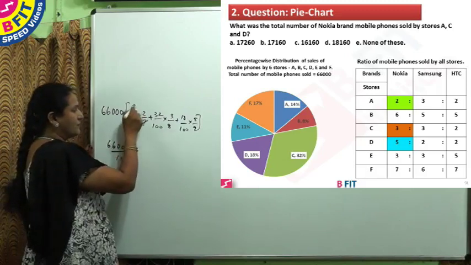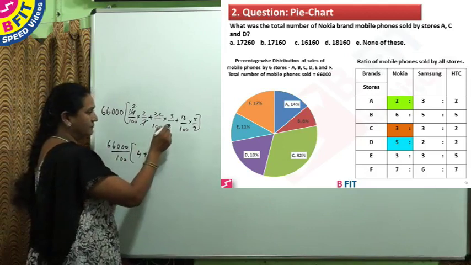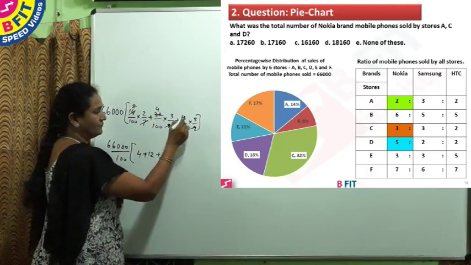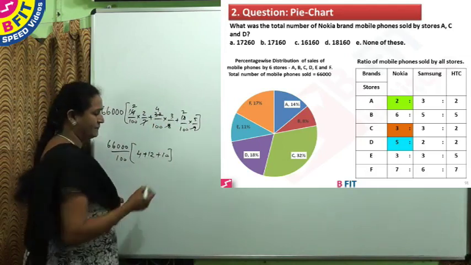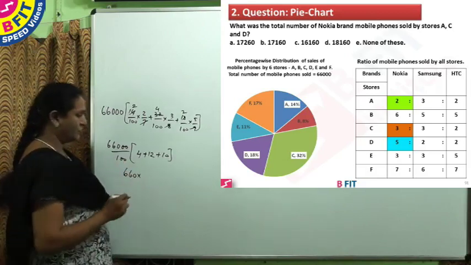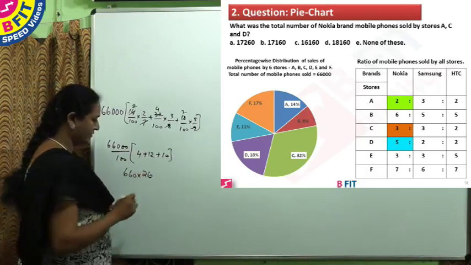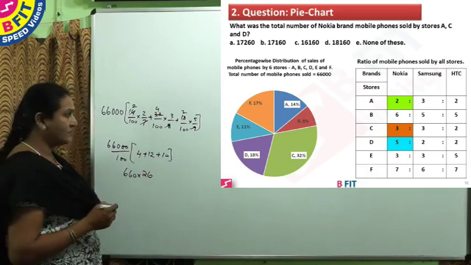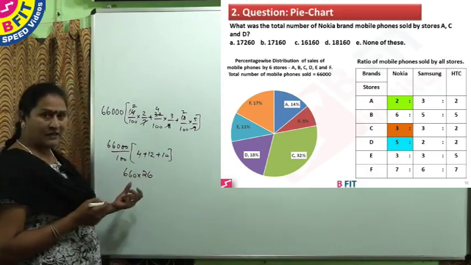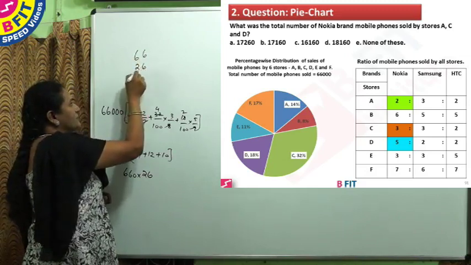And now 7 is 2 times 14, so we have 4. We have already taken this 100 outside. So 12, 10. So cancelling these zeros, 660 into, so 12 plus 4 is 16, plus 10 it is 26. Now the product of 660 into 26 will give you the answer, and we can use the speed max technique, that's multiplication of 2-digit numbers. So 66 into 26.